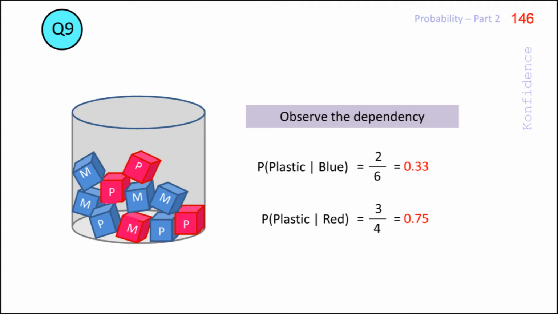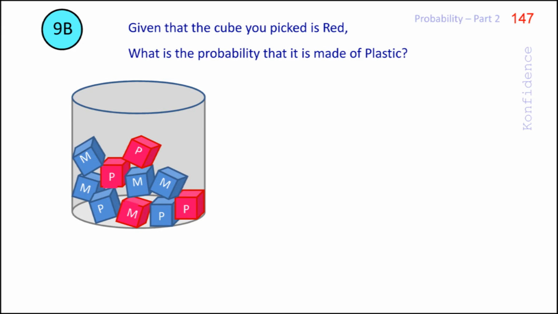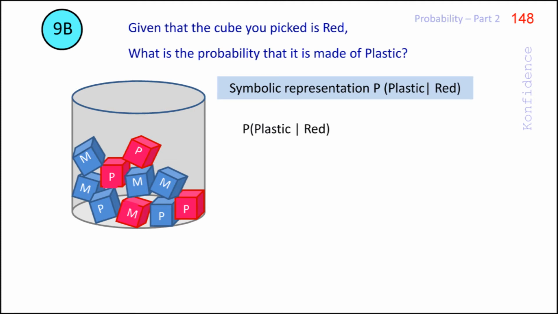From these examples, we would be able to derive a useful general formula for conditional probability in the case of dependent events. Please pay attention. Let us go back to question 9b. Given that the cube picked from the can is red in color, what is the probability that the cube is made of plastic? We had found the value of this probability as 3 divided by 4, or 0.75. This 3 in the numerator is the number of red cubes made of plastic, and the denominator 4 is the number of red cubes.